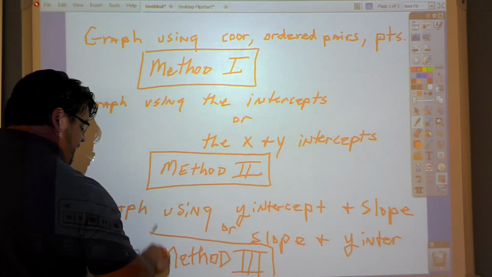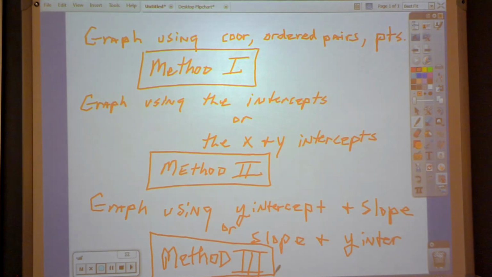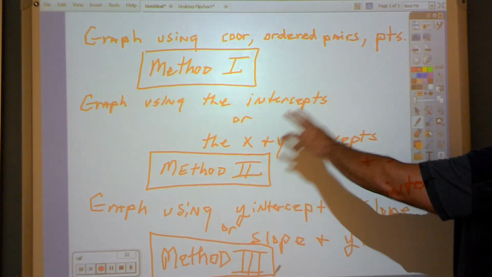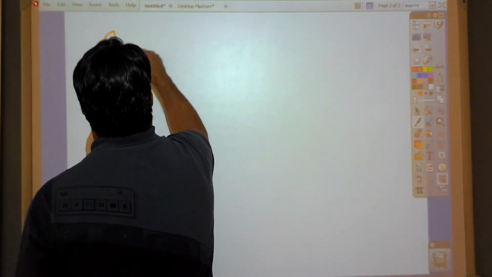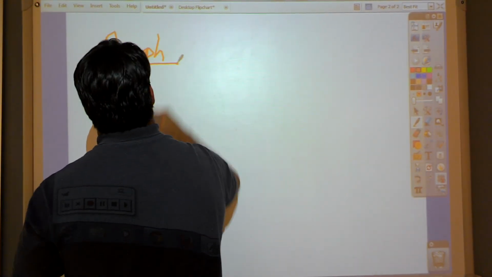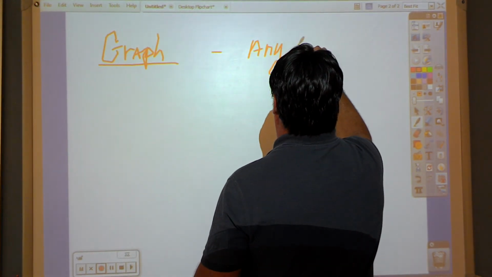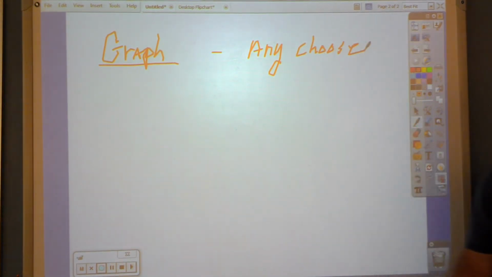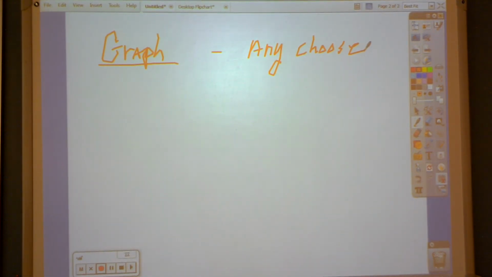When can I use whatever method I want to? Whenever you see the word graph. So all of this is nice and dandy, but if you just see the word graph, and that's it, then what method can you use? Any that you choose. When you just see the word graph. And that's true in mostly all of your math courses.